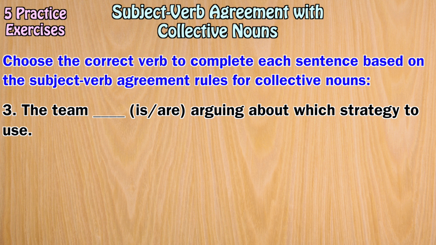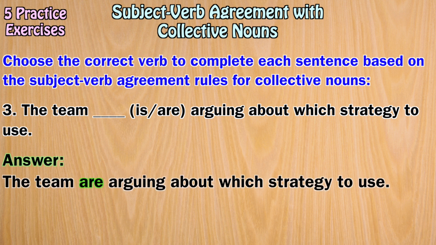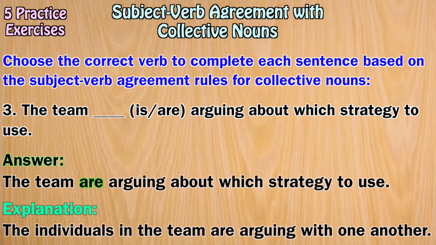3. The team are arguing about which strategy to use. Answer: the team are arguing about which strategy to use. Explanation: the individuals in the team are arguing with one another.